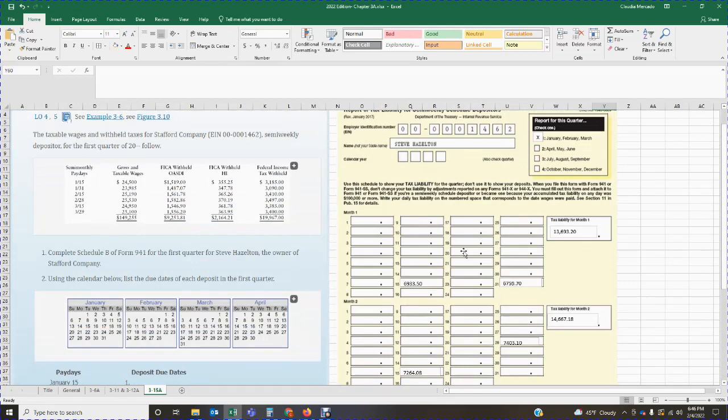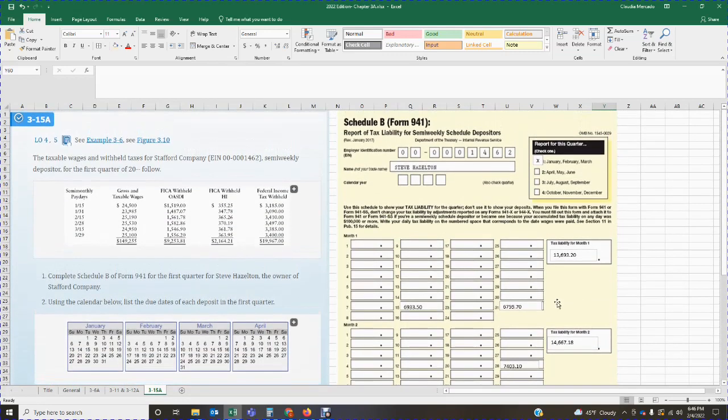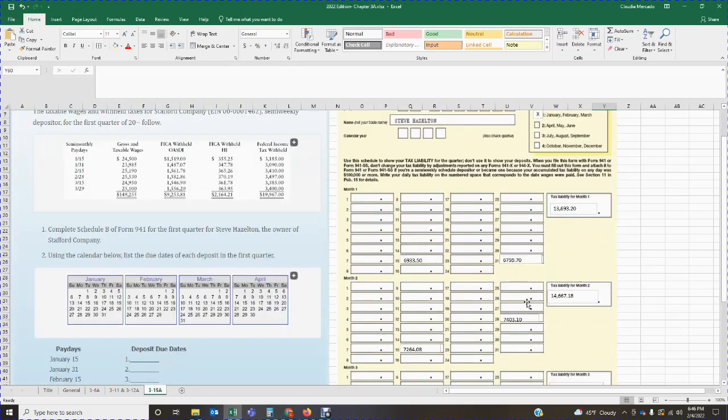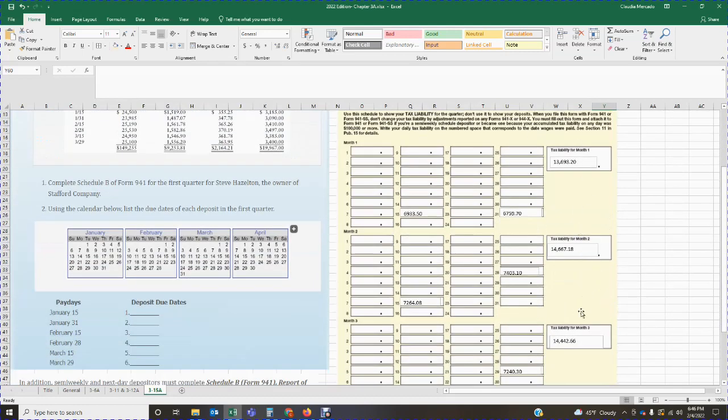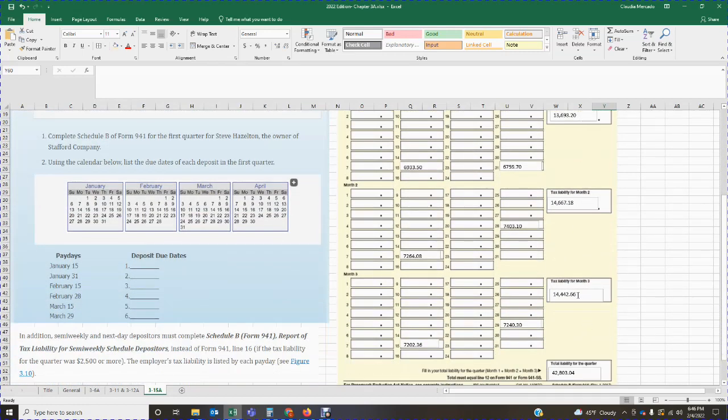Okay. So the form is now complete. As you can see, it's just two calculations based on the two pay periods for that specific month, and then you get the total for the month. Okay, two calculations for the month and then your total. Once you have all 3 months completed, then you add all 3 months tax liability to get your total liability for the quarter. Okay, so that is the first part of the assignment.